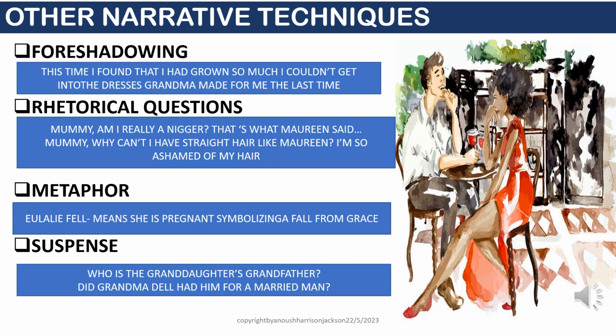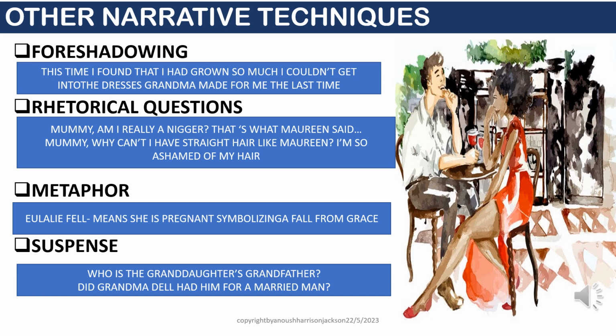Other narrative techniques include the following. One, foreshadowing. "This time I found that I had grown so much that I couldn't get into the dresses Grandma made for me the last time." Literally, the narrator, the granddaughter, cannot fit into the dresses. But this also foreshadows the fact that she will not be able to fit into Grandma Dell's world or lifestyle. She will choose another path.